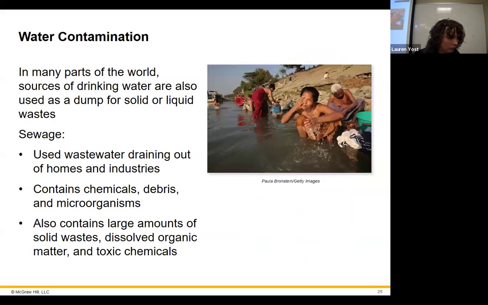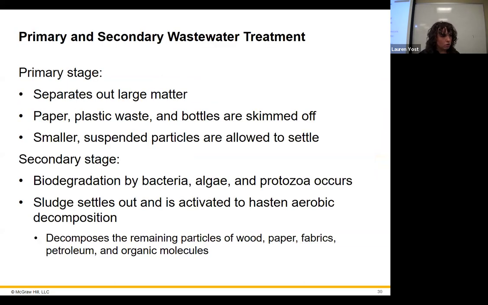So that's that water. In many parts of the world, your drinking water is also your sewage water, unfortunately. So we have wastewater draining out of homes and industries. That counts as sewage. We also have chemical debris and microorganisms associated with the sewage that can be a problem. And sewage in general has solid waste, dissolved organic matter, and toxic chemicals. So how do we treat wastewater?